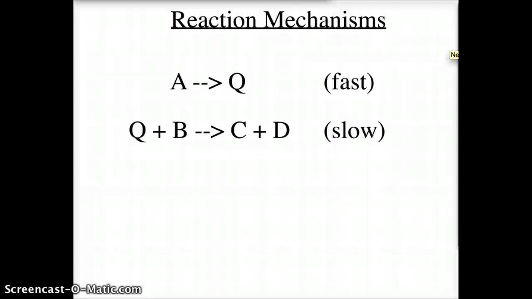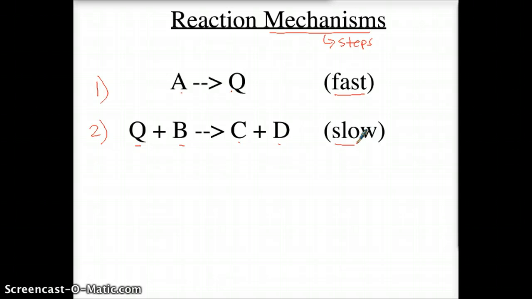So, this word mechanism basically means the steps. Like I said, from the rate laws, we can figure out the steps that are involved in a reaction. So let's say we know that a reaction happens in two steps. Here's step one and here's step two. Molecule A gets turned into Q. That happens very quickly. Then Q reacts with molecule B to form C plus D, and that's a slow step.